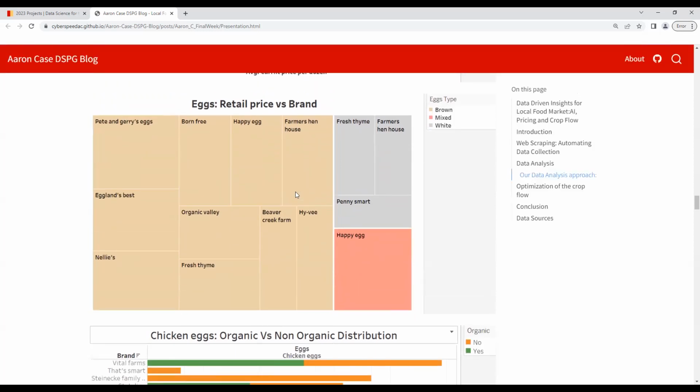Now, in this visualization, we have retail price versus brand. The brown block shows the brown eggs, the white block shows white eggs, and the peach one shows mixed eggs. The brand Pete and Gerry's is selling its brown eggs at a higher price compared to all the others. The bigger the block is, the higher the prices. In the case of white eggs, Fresh Thyme and Farmer's House were selling their eggs at a higher price. There was nothing much to notice.